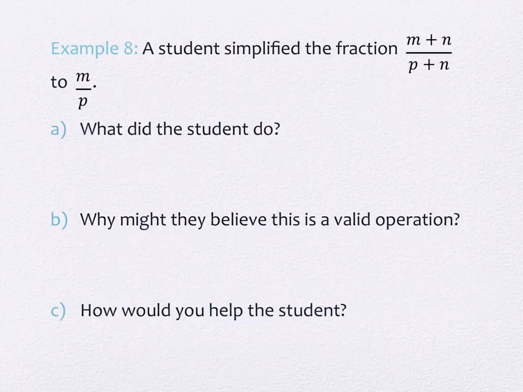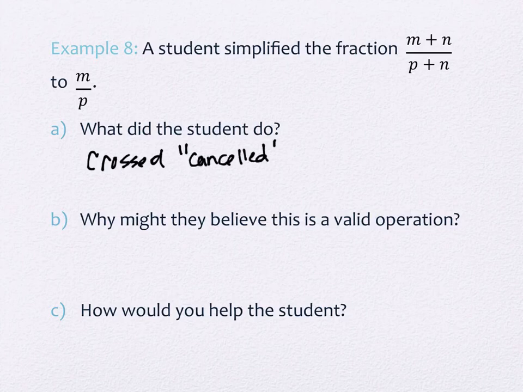Let's take a look at example 8. A student simplified the fraction m plus n over p plus n to m over p. First question, what did the student do? Crossed out the n's. Yes. They crossed out, and in fact, they might have even thought of the word cancel, right? People like that word. It's a little scary of a word because it means lots of things sometimes. So they canceled out the n's. Not just the n, but the plus n's.